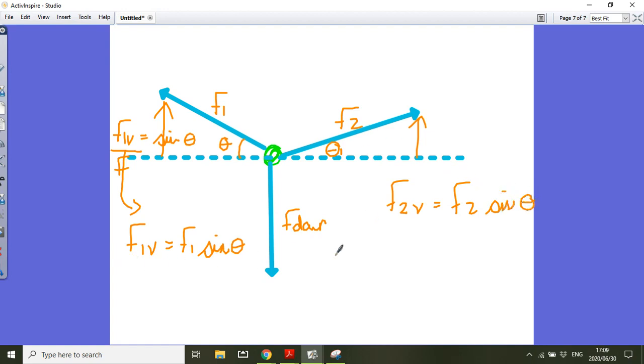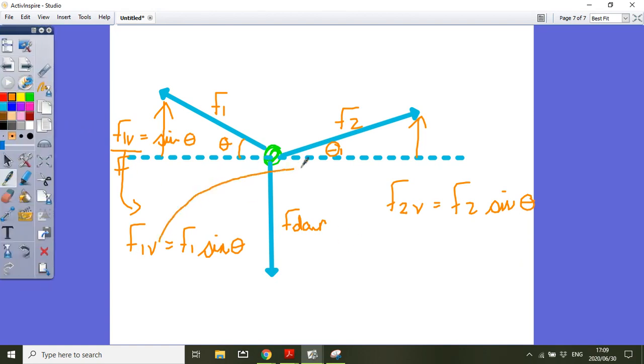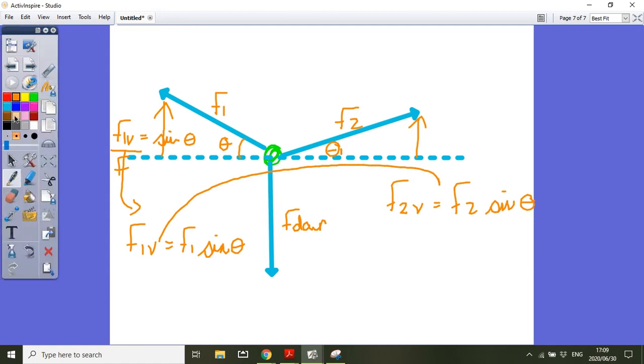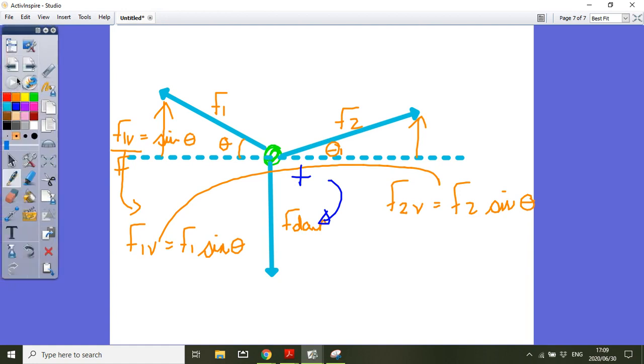Once you've got these two components, you can add them together. So F1 vertical plus F2 vertical will now give me my F down. So forces up equal forces down. And sometimes there are two unknowns and they don't give you this. Then just go and use the horizontal components as well. So you'll have one equation for the horizontal components, one equation for the vertical components, and then you solve them simultaneously. There are many examples like that as well.